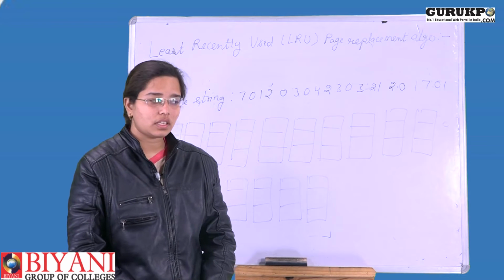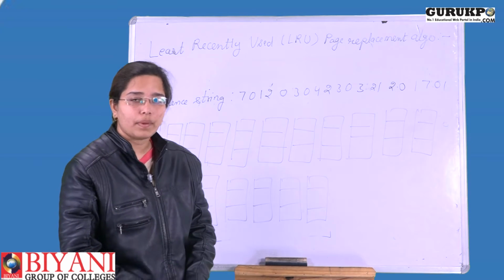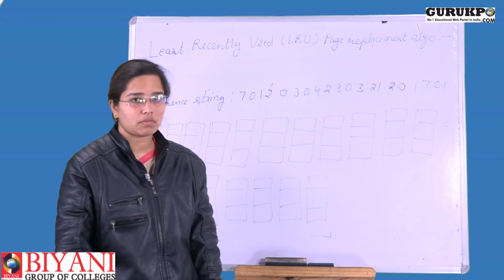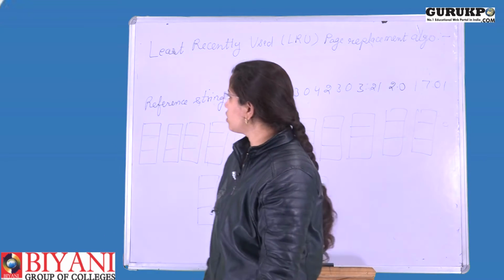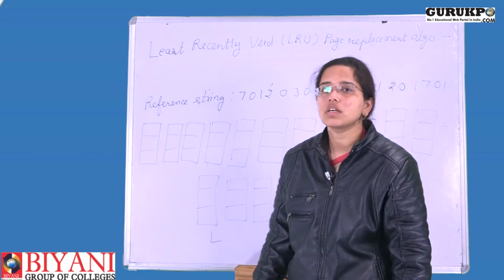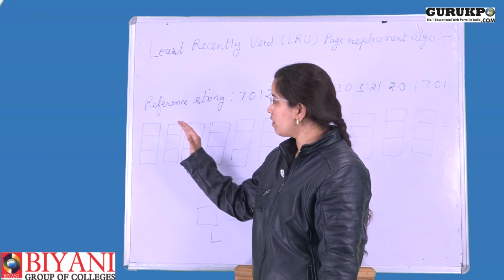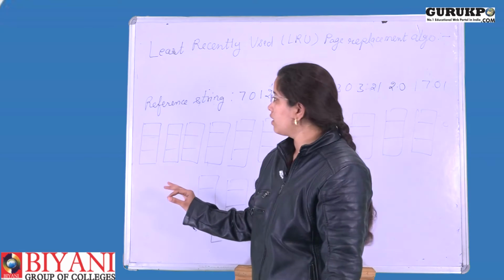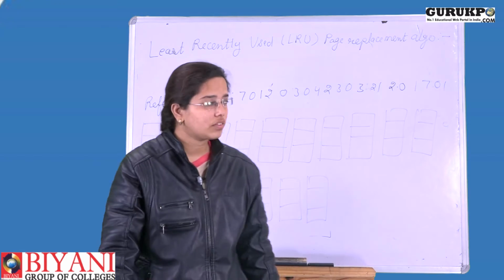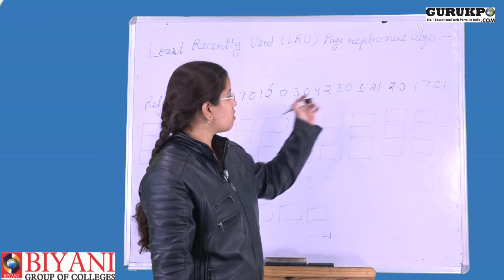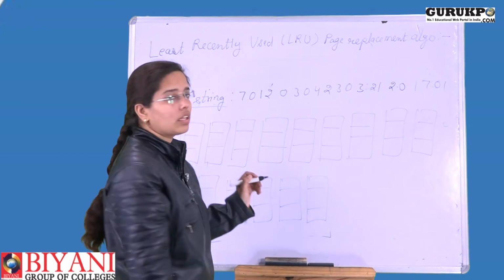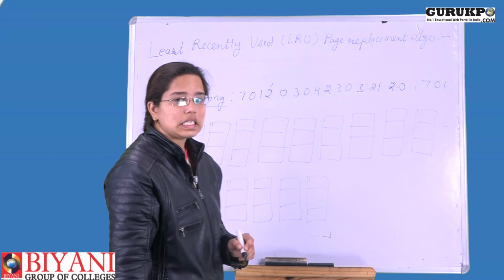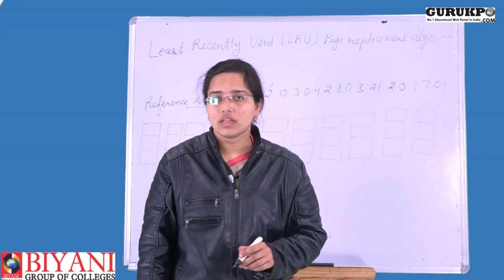Today we are discussing the least recently used page replacement algorithm. As we discussed in the first in first out page replacement algorithm, today we are continuing with the least recently used page replacement algorithm. Here we have 3 pages available for a particular process, and the page requirements of that process come in this fashion, which is called the reference string. Now we will discuss how the least recently used page replacement algorithm works.